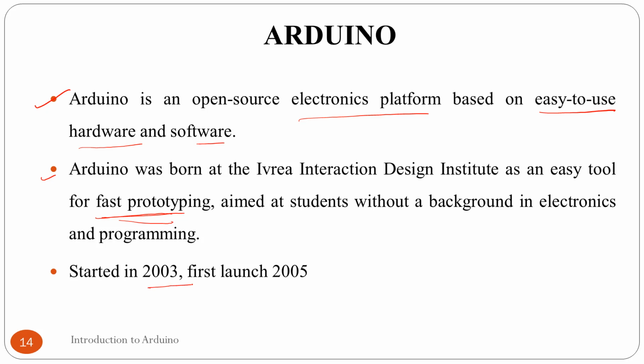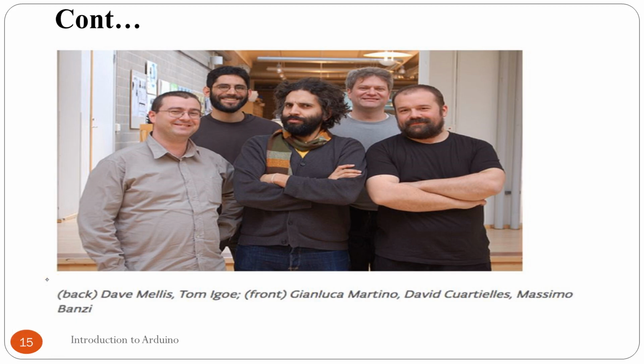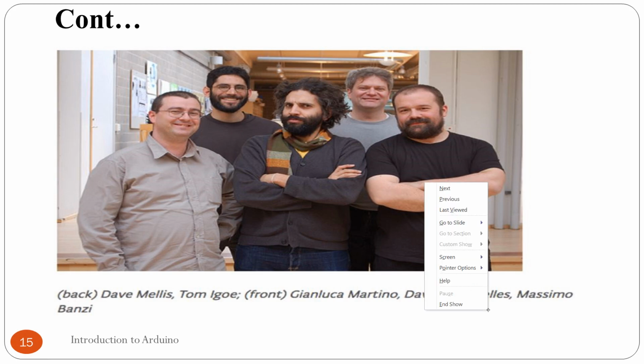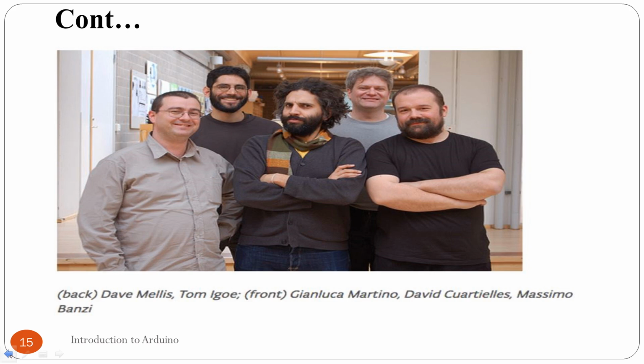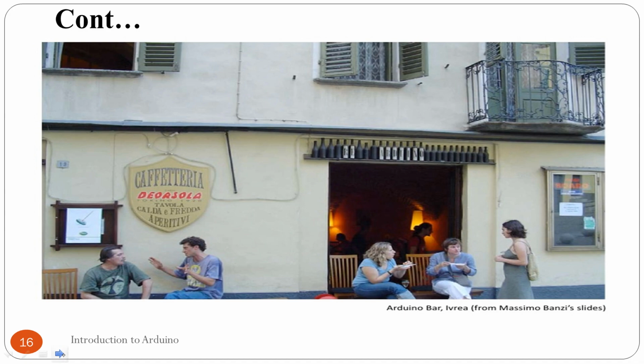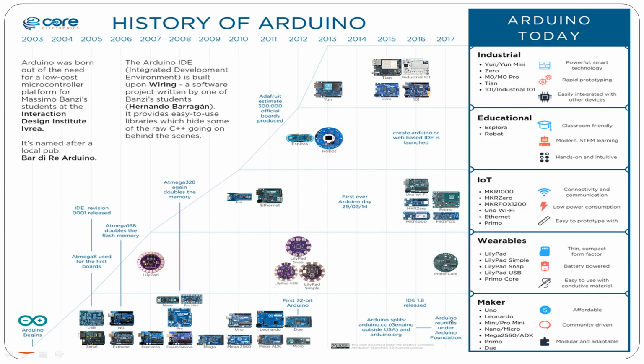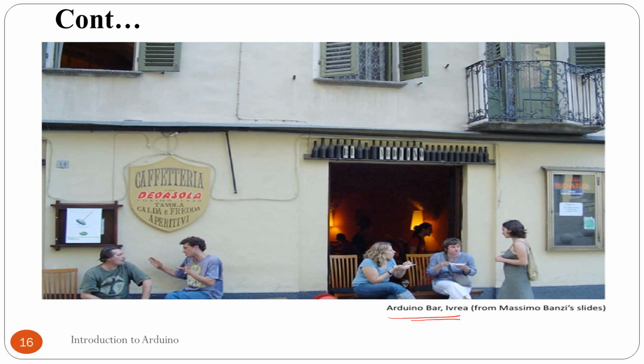Arduino started in 2003 and the first board was launched in 2005. This is the team that designed the concept of Arduino. These five people basically designed the Arduino project. Now, why the name Arduino? After working at their institute, these five people usually sat at a bar called Arduino in Ivrea, where they discussed the concepts related to Arduino and how to design it. From that name, they gave the name Arduino to this project.